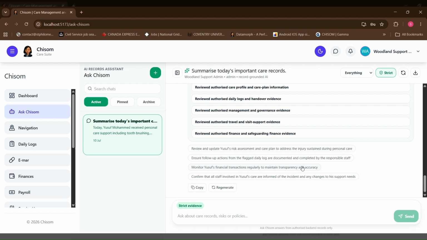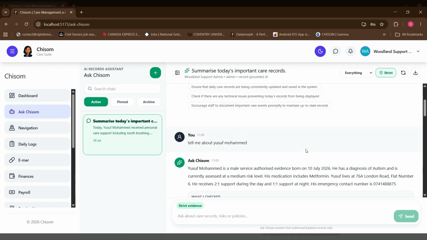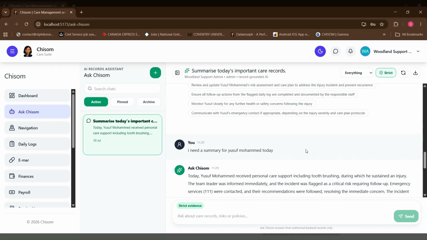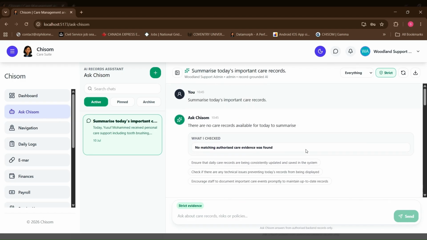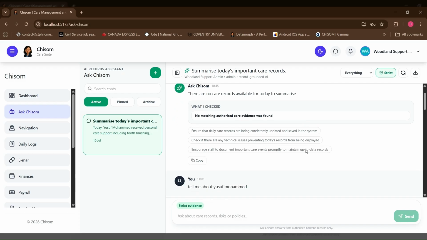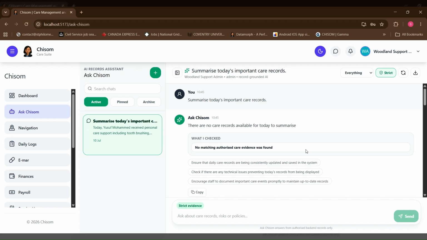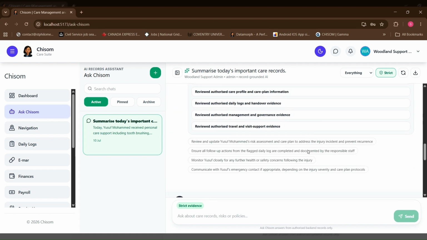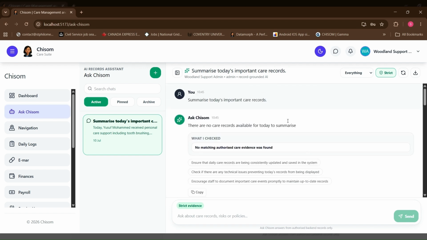So the information that a manager can get from this is different from the information that a normal support worker will get, because everything is role based. Like I said, a support worker cannot be asking about information regarding payroll of his staff. That is not permitted. So if they should do that, the system will make them understand that they don't have access to such information. Whereas if a manager should ask such information, it will search the records and provide the information.